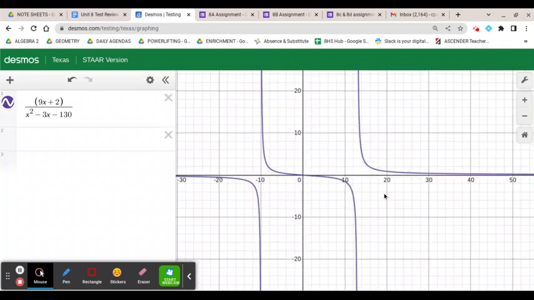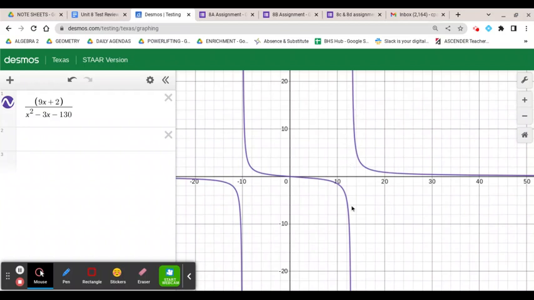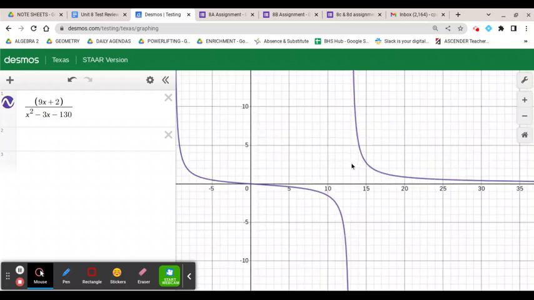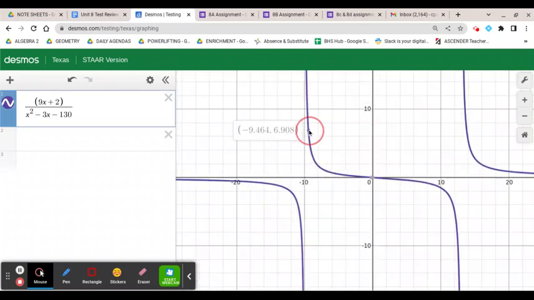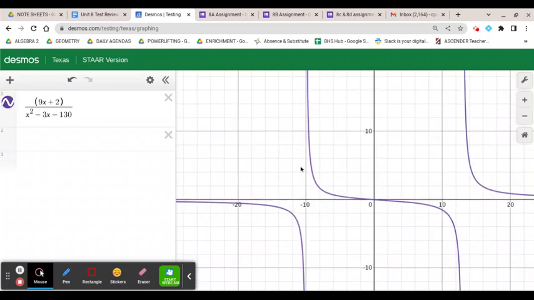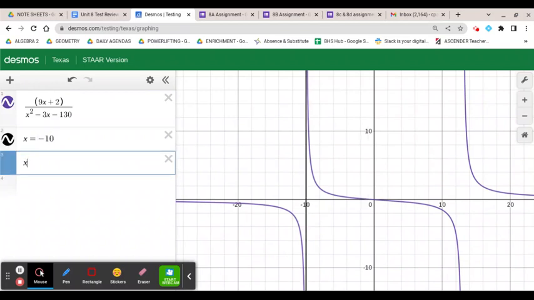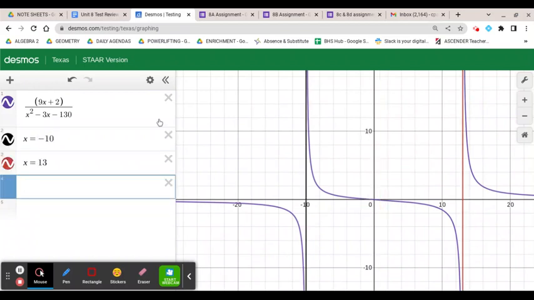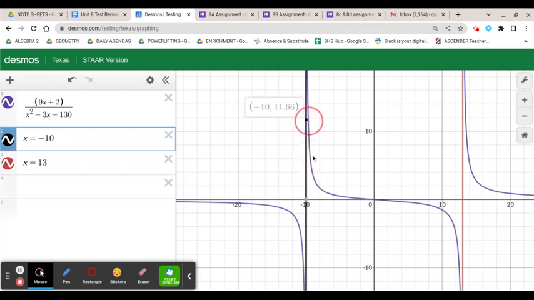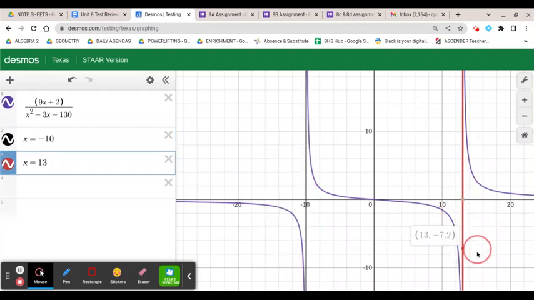So here's our graph right here, and we're going to have a vertical asymptote here at positive 13. We're going to approach 13 but never touch. So positive 13. And then again over here at negative 10. If you want to graph it, x equals negative 10, x equals 13. You'll see we have these vertical lines that the graphs are going to approach, but they're never going to be able to touch.